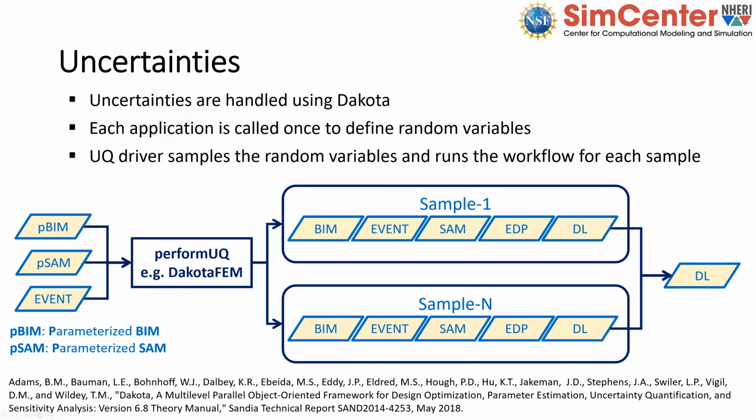So we went through the 6 basic applications in the workflow. There is one more application which handles the uncertainty. It's what we call perform UQ. Basically, what this application will do is call all the other applications. Whenever one of these applications defines random variables, it will start sampling them. So I'm assuming here, let's say we have a building information model that defines random variables and a structure analysis model that defines random variables. For instance, we can have height as a random variable and stiffness and damping as random variables. Then the uncertainty quantification application will create different samples. And for each sample, we run the whole building workflow, starting from the BIM, event, SAM, EDP, and damage and loss. At the end, we combine the damage and loss estimates for all the building samples. So this is how UQ is handled in the current workflow.